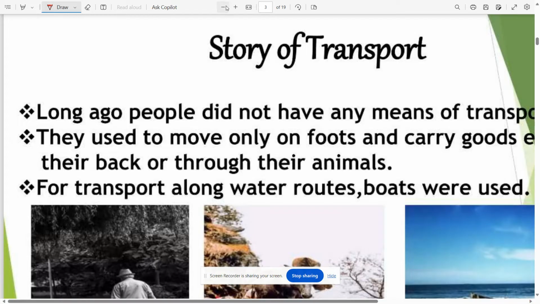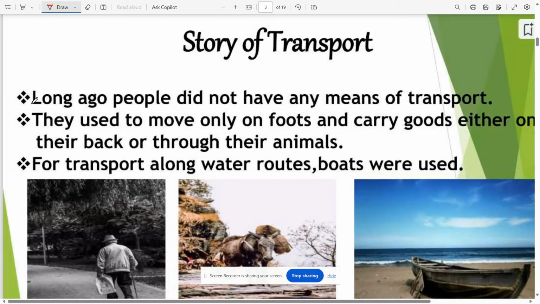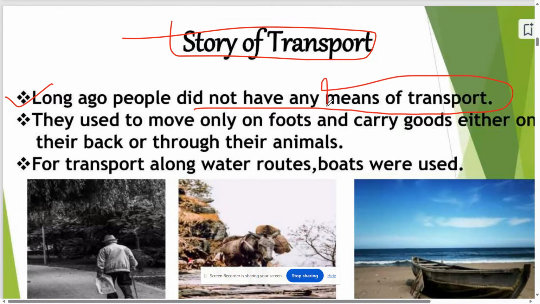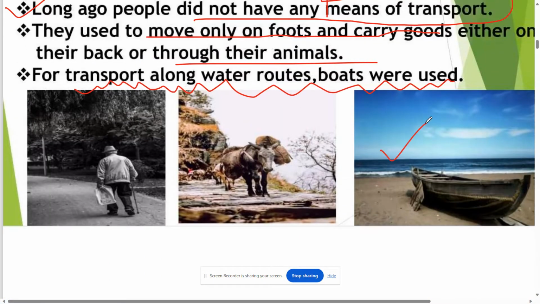What is the story of transport? Firstly, long ago, people did not have any means of transport. They used to carry their goods on foot, on their backs, or through their animals. For transport along water routes, boats were used. Animals were used to pull their goods, and human resources were used by themselves. They were self-dependent at that time.